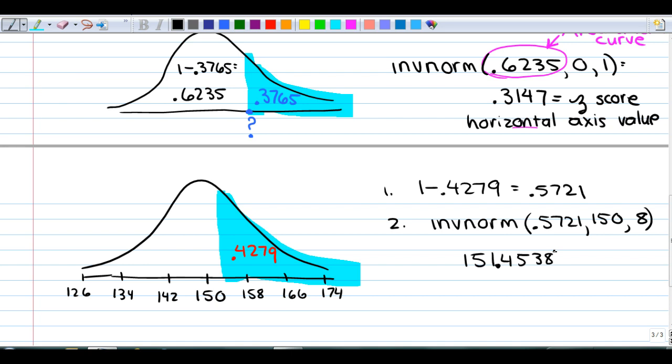And that pretty much takes care of INVnorm. That should get you through Chapter 6 with the calculator.